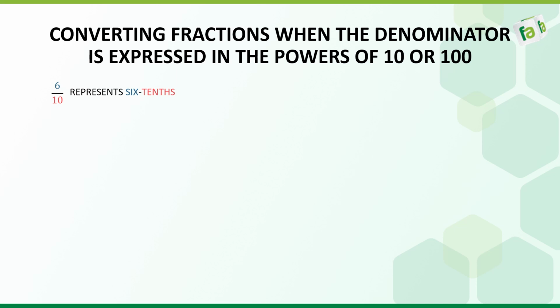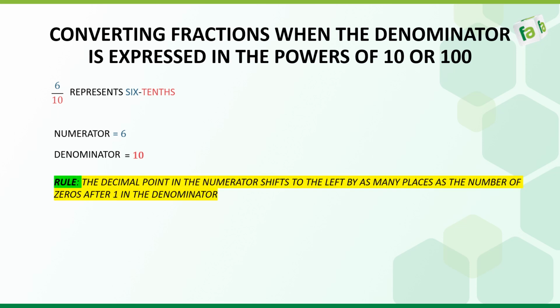Firstly, write down the numerator, that is 6. Secondly, take a look at the denominator. It represents a 10, which corresponds to a decimal place value of 10. Here, it is important to remember a simple rule. The rule says that the decimal point in the numerator shifts to the left by as many places as the number of zeros after 1 in the denominator.